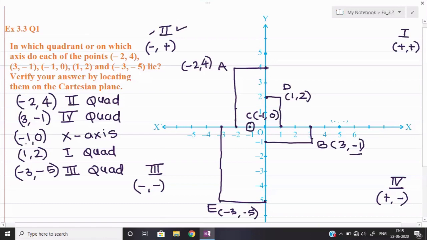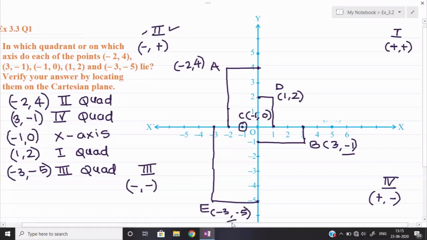Similarly, minus 1 comma 0 lies onto the x-axis, so it lies onto the x-axis as well. Similarly, 1 comma 2 will lie in the first quadrant. Observe, 1 comma 2 is also lying in the first quadrant. Okay, and the last one, minus 3 comma minus 5, we have written it lies in the third quadrant. So see, minus 3 comma minus 5, yes, it is also lying in the third quadrant only. Okay, so this way we have completed our first question.